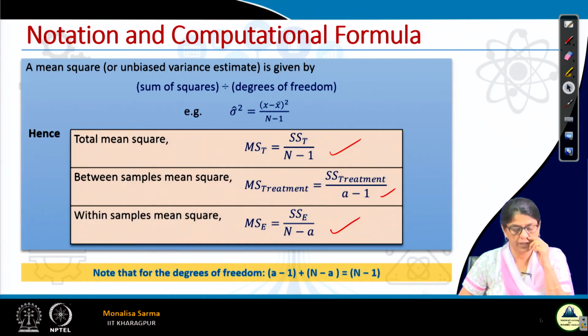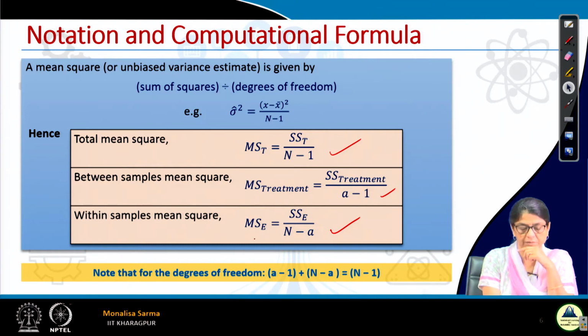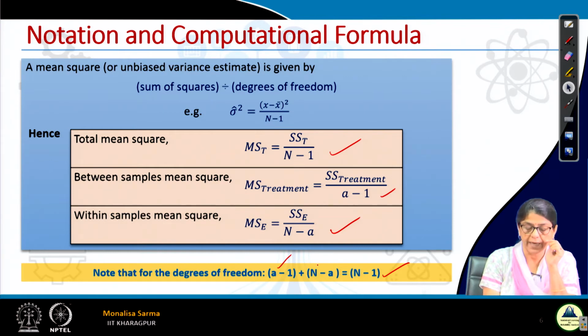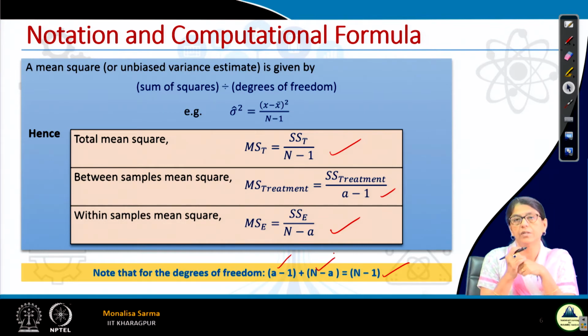So, degrees of freedom, of what? N minus 1 is the degrees of freedom of what? Do you remember? N minus 1 is the degrees of freedom of the total variability of the data. A minus 1 is the degrees of freedom of the between treatment variable, and capital N minus a is the degrees of freedom within each treatment.